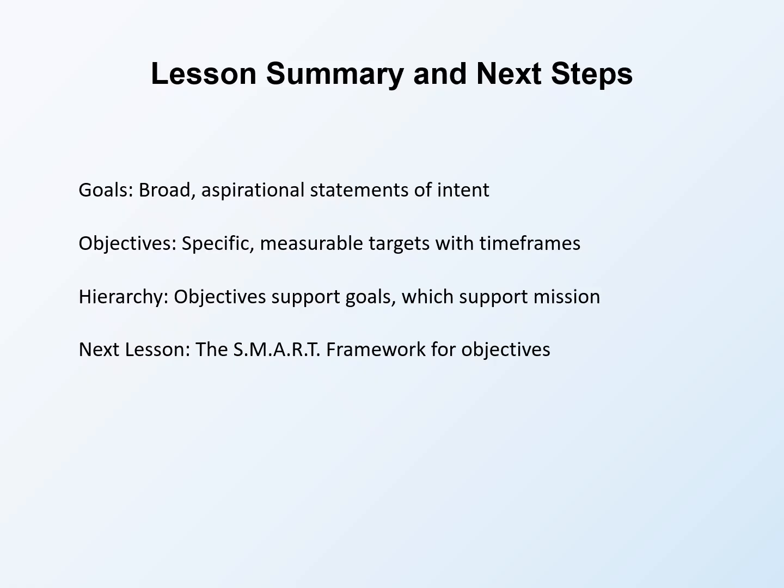Let us summarize the key points from this lesson. Goals are broad, aspirational statements of intent. They point toward desired future states without specifying exact metrics or timelines. Goals inspire and guide. Objectives are specific, measurable targets with time frames. They specify exactly what will be achieved, by how much, and by when. Objectives enable verification. The hierarchy shows objectives supporting goals, which support mission. This cascade from abstract to concrete ensures alignment throughout your proposal. Each level serves the one above it.